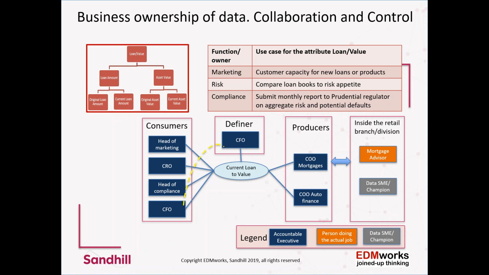So there's probably a data SME or a champion working either within the branch or within a collection of branches within a region, to provide local guidance and advice. This would be the key practitioner, somebody who understands how data governance will work within the organization. So they're the data SME, the data champion.